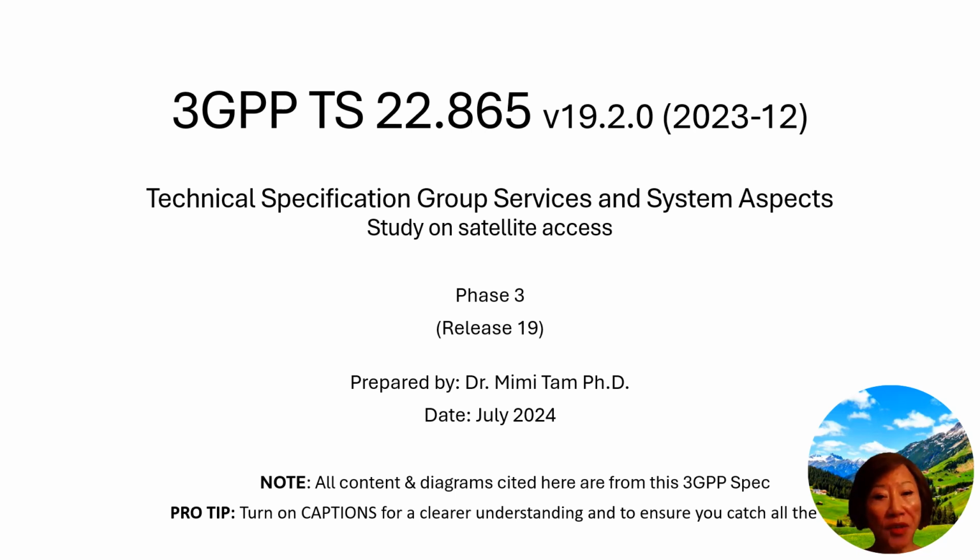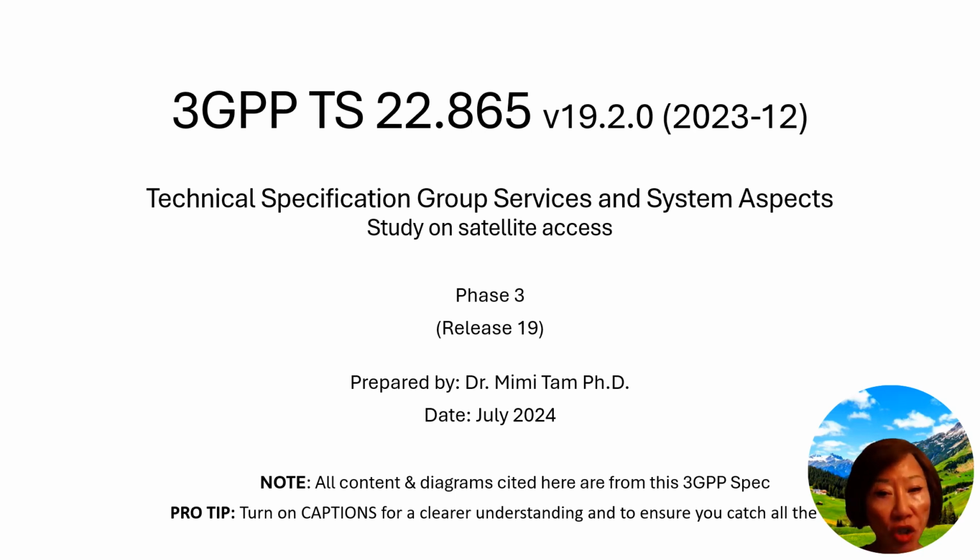Phase 3 specifications in general represent a mature stage in the development cycle of a technology within 3GPP. They usually incorporate advanced features and optimizations that build upon the foundations laid in earlier phases. In the context of 5G and satellite integration, Phase 3 is expected to address more complex scenarios and use cases that weren't fully explored in previous phases.